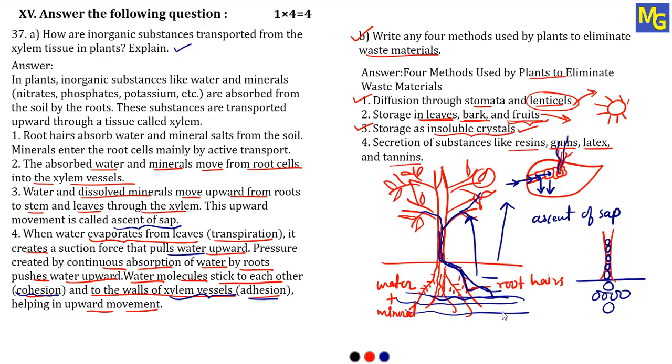You may have seen some sticky, brownish liquid substance coming out from the bark of trees, or sometimes if you cut a leaf, you can see a milky, white-colored watery liquid come out. That is called latex. So what are these? These are nothing but unwanted substances secreted in the plant.